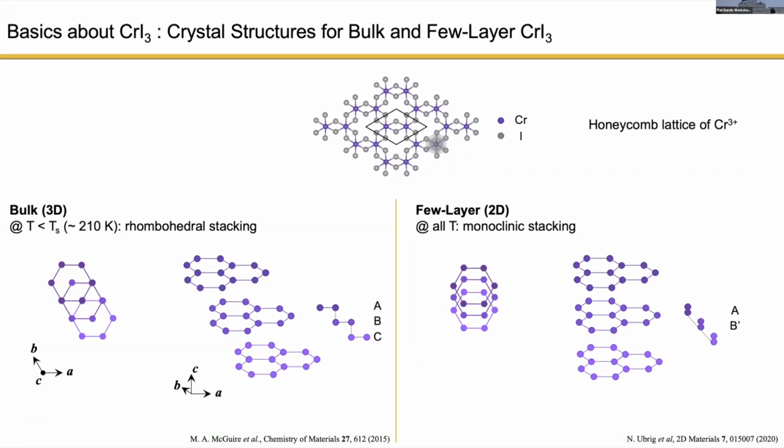So let me start by giving some basics about chromium triiodide, this magnet material. So it's a van der Waals material, so that we can peel it. Within each layer, we will have this kind of chromium iodide octahedral cage. And then these cages are arranged into a honeycomb structure. When we stack such layers into thicker ones or bulk ones, there are actually two stable structures. For the bulk chromium triiodide, below a critical temperature of 200 Kelvin, the stacking takes this rhombohedral stacking. And then for the few layer cases, it's been established in the community that the stacking takes these monoclinic ones.